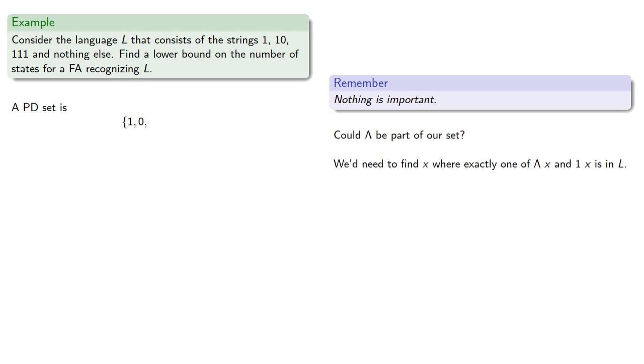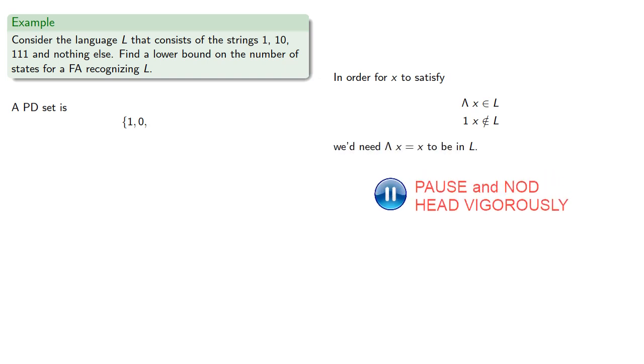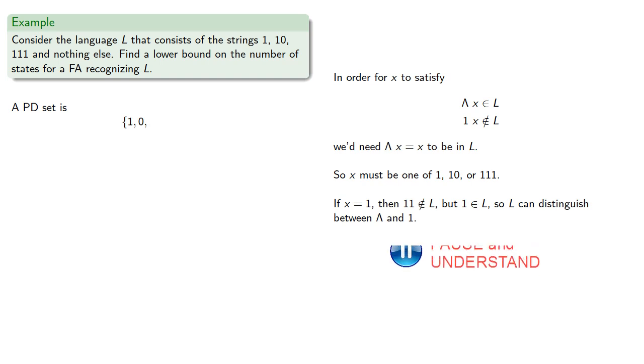We need to find x where exactly one of lambda x and 1x is in L. Now, in order for x to satisfy lambda x is in L and 1x is not in L, we need x to be in L. So x must be one of 1, 1, 0, or 1, 1, 1. If x is 1, then 1, 1 is not in L, but 1 is in L, so L can distinguish between lambda and 1.